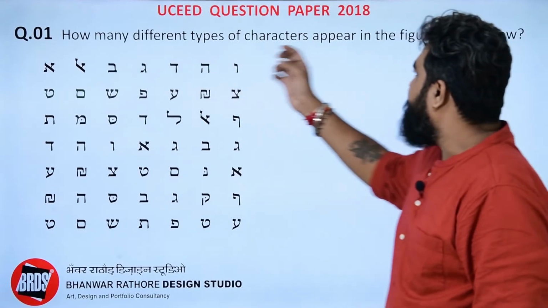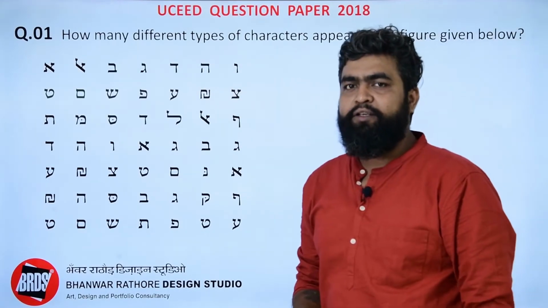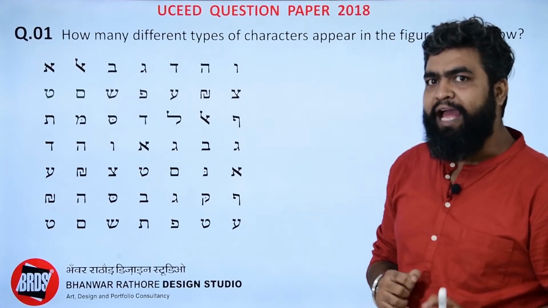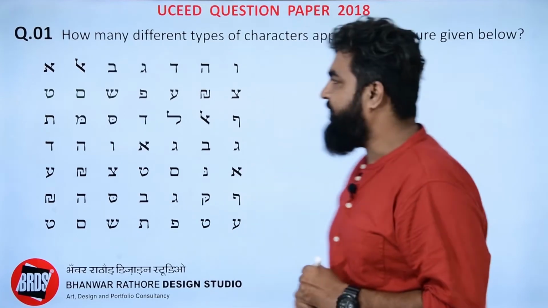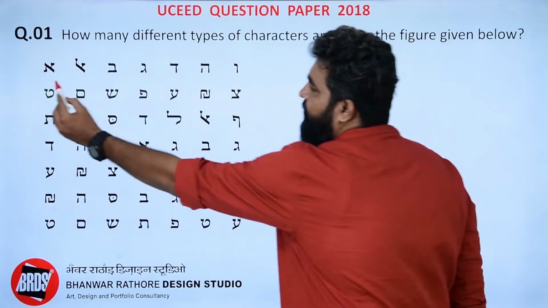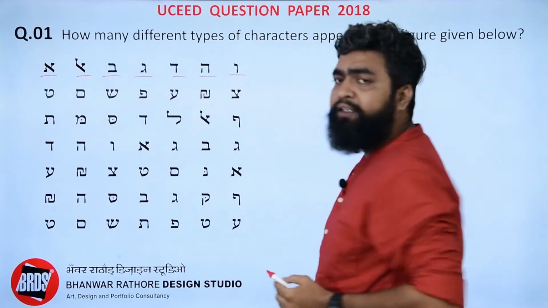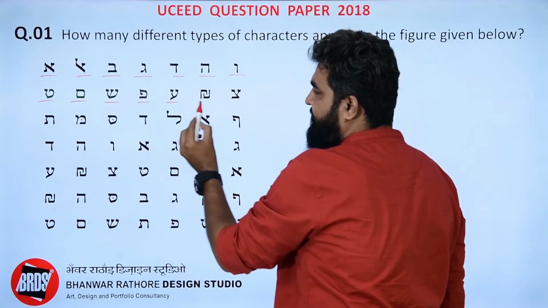How many different types of characters appear in the figure given below? Now in such questions, what you have to do is, this question is appearing on screen. So in that case, you can check those numbers which are repeating. Based on that, if we check, the first row is not repeating at all in the earlier part. Then in the second row, the same way, these are coming for the first time.